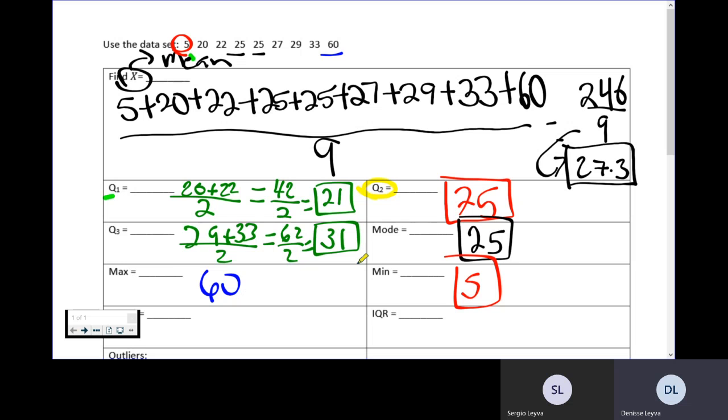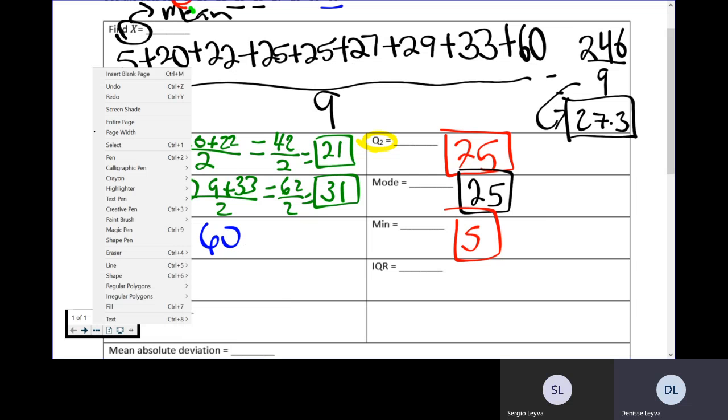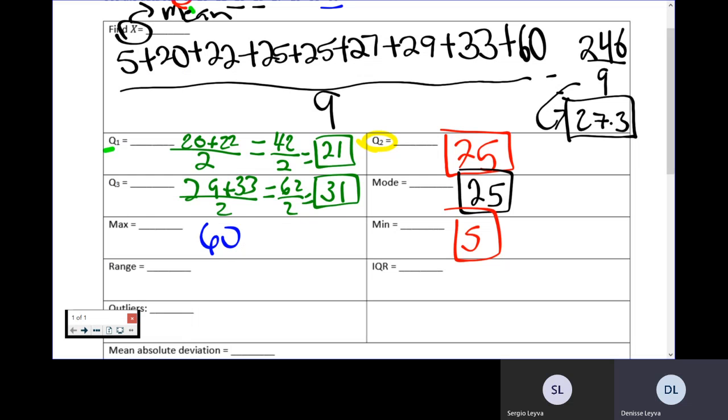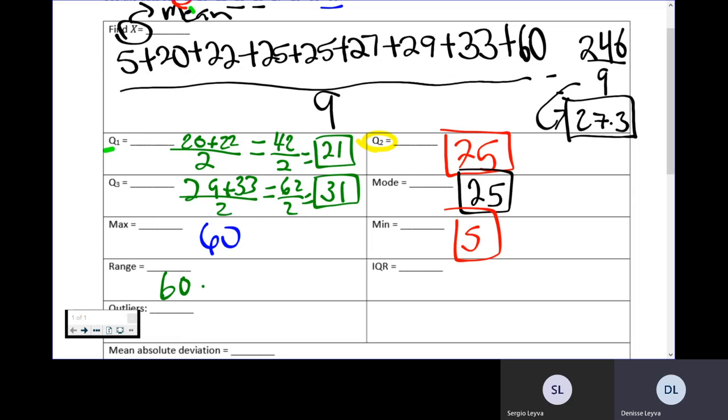And then I scroll down. I'm trying to look for my range. My range is just subtracting my max minus my min. So I am going to do 60 minus 5 because my max is 60, my min is 5. So 60 minus 5, that's going to give me 55. Let's use this pen right here. Again, it's your max minus your min to find your range.